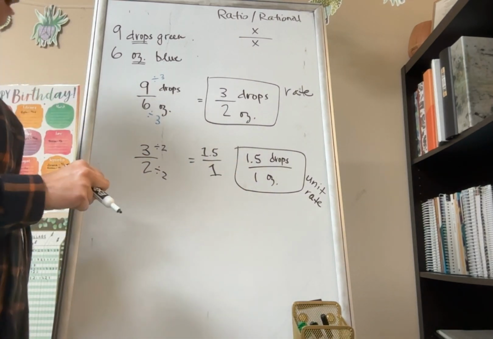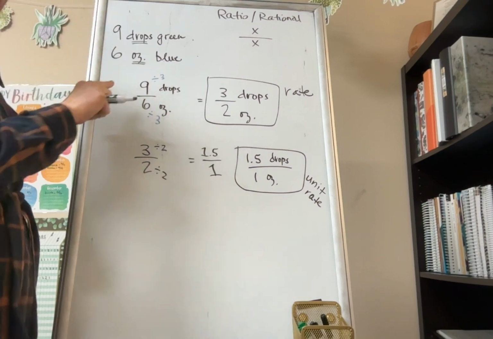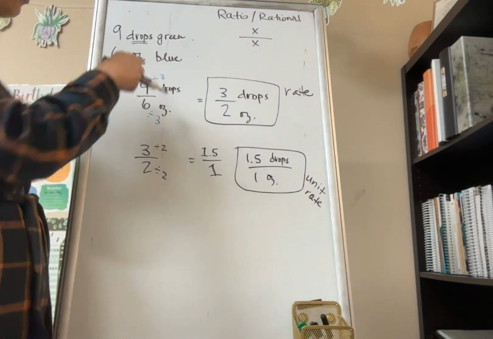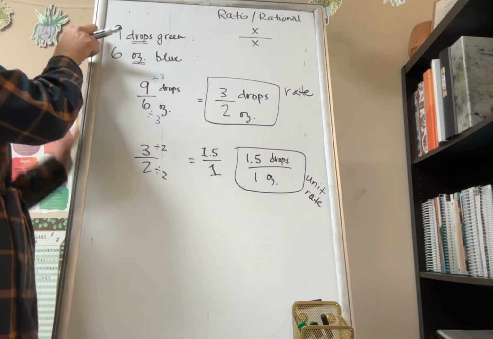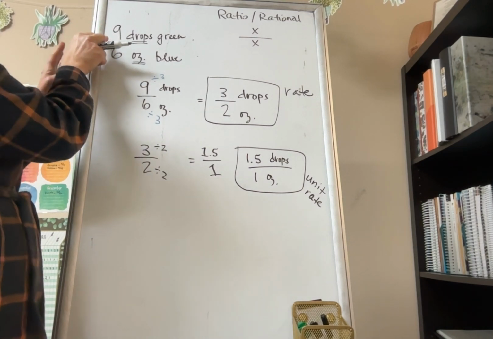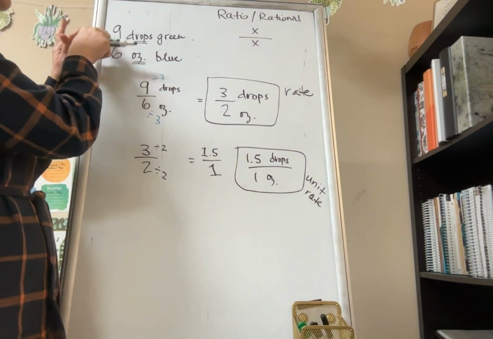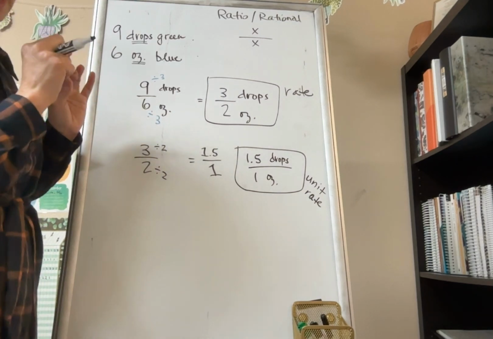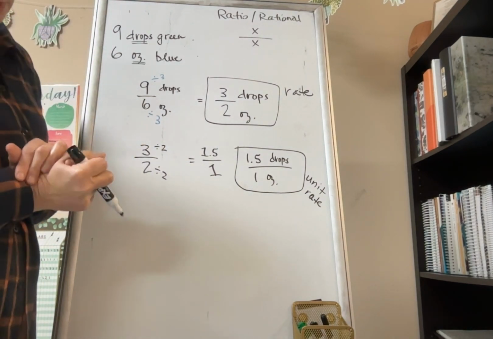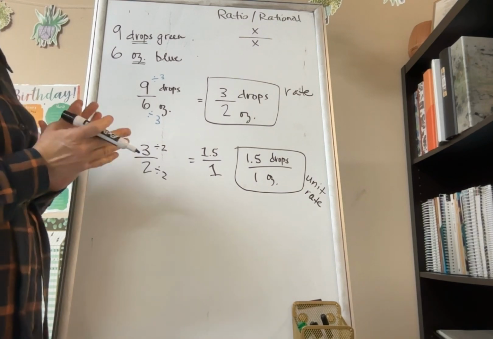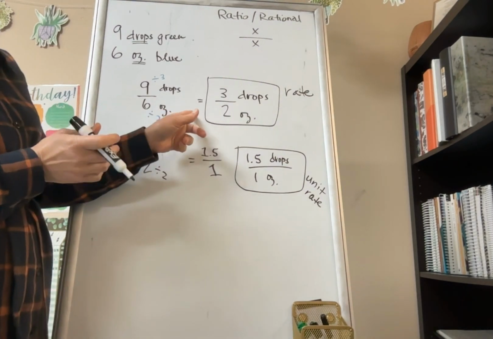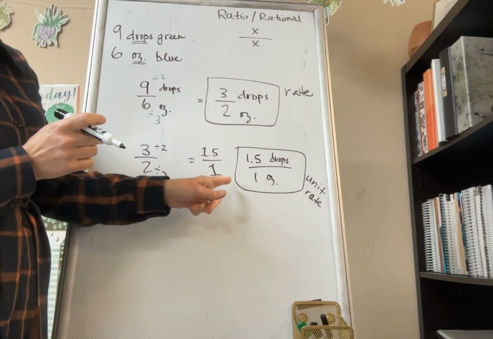For every 1 ounce of blue, we need 1.5 drops of green if we want to get this mixture that's identical to what Jenna achieved when she mixed 9 drops of green into 6 ounces of blue. Okay, so we did part A. We wrote a rate and then we found the unit rate.